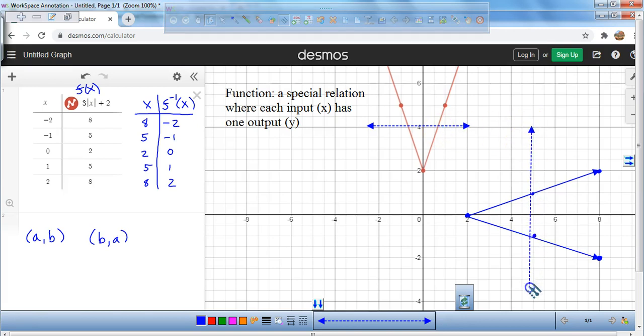be a function. So this is a function, but it's not a one-to-one function because it hits it more than once. And the inverse right here, you can clearly see that this inverse is not a function because 5 goes with a -1 and 5 goes with a +1.